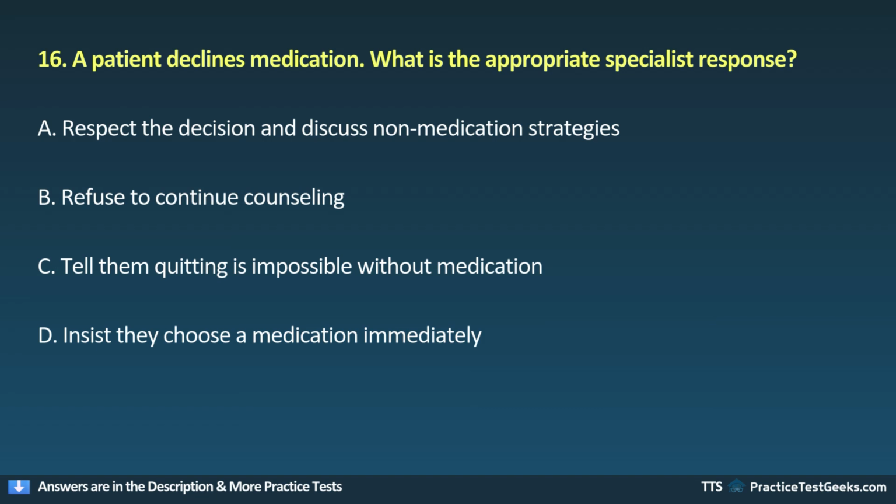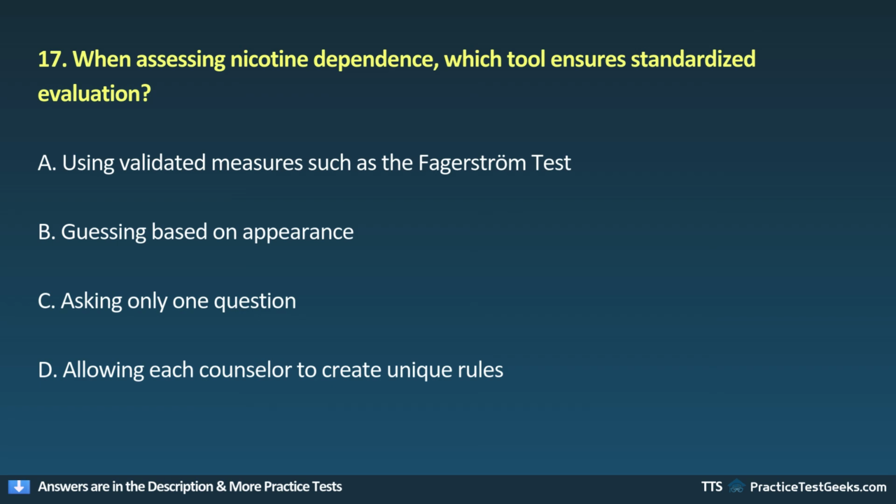16. A patient declines medication. What is the appropriate specialist response? A. Respect the decision and discuss non-medication strategies. B. Refuse to continue counseling. C. Tell them quitting is impossible without medication. D. Insist they choose a medication immediately.